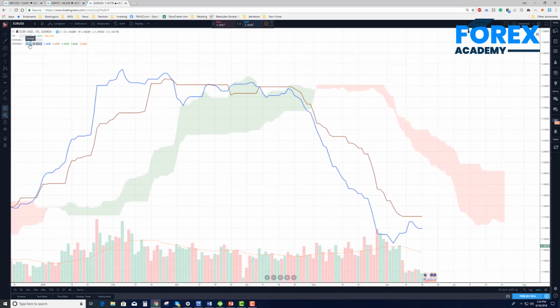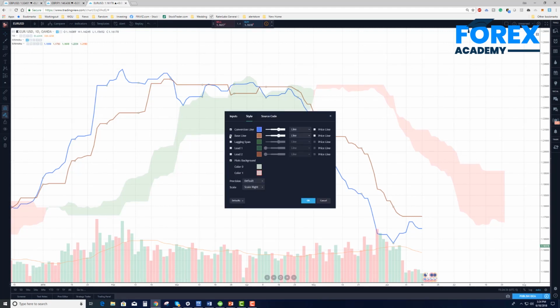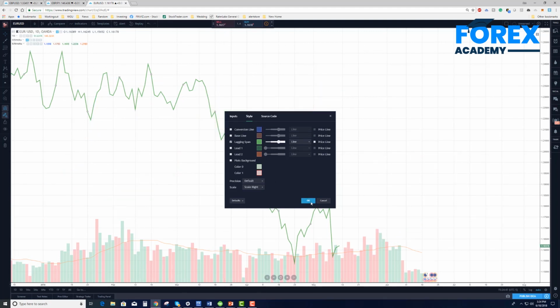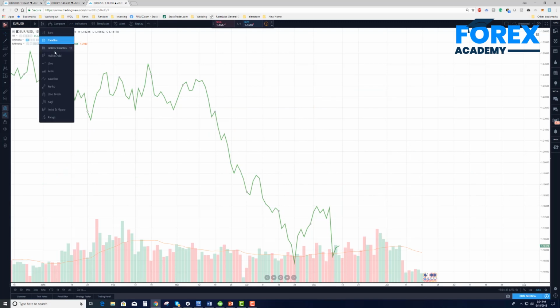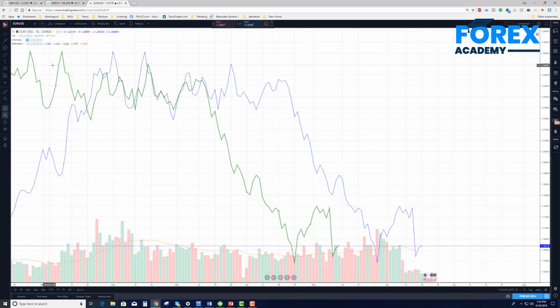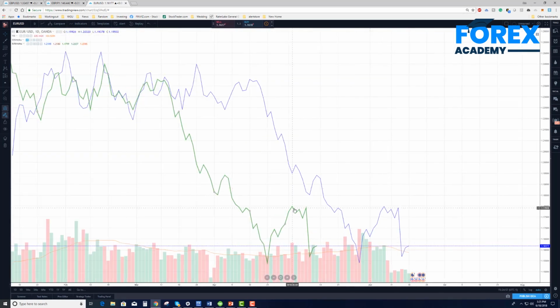The next one that we want to take a look at is the lagging span. And the lagging span, very easily, is just the current price action moved backwards 26 periods. So if instead of looking at a candlestick chart, we take a line chart, that's what we're looking at. We're just looking at the current price action being mirrored back 26 time periods. And the reason for that is going to become apparent.